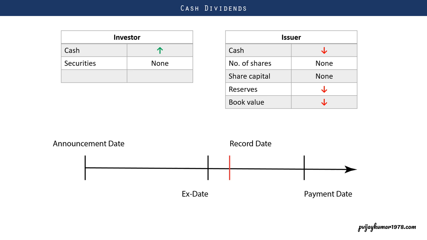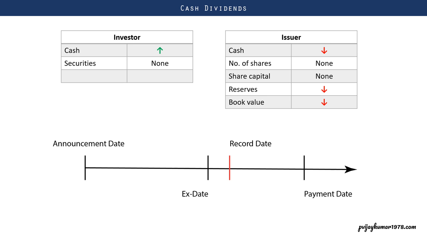There are some important dates in the dividend declaration, namely announcement date, record date, ex date, and payment date. The announcement date is the date on which the announcement of the corporate action is made. The record date is the date on which the company pulls its shareholders' records to find out the actual shareholders of the company on that date. Dividend is paid only to those shareholders whose name appears on that day.